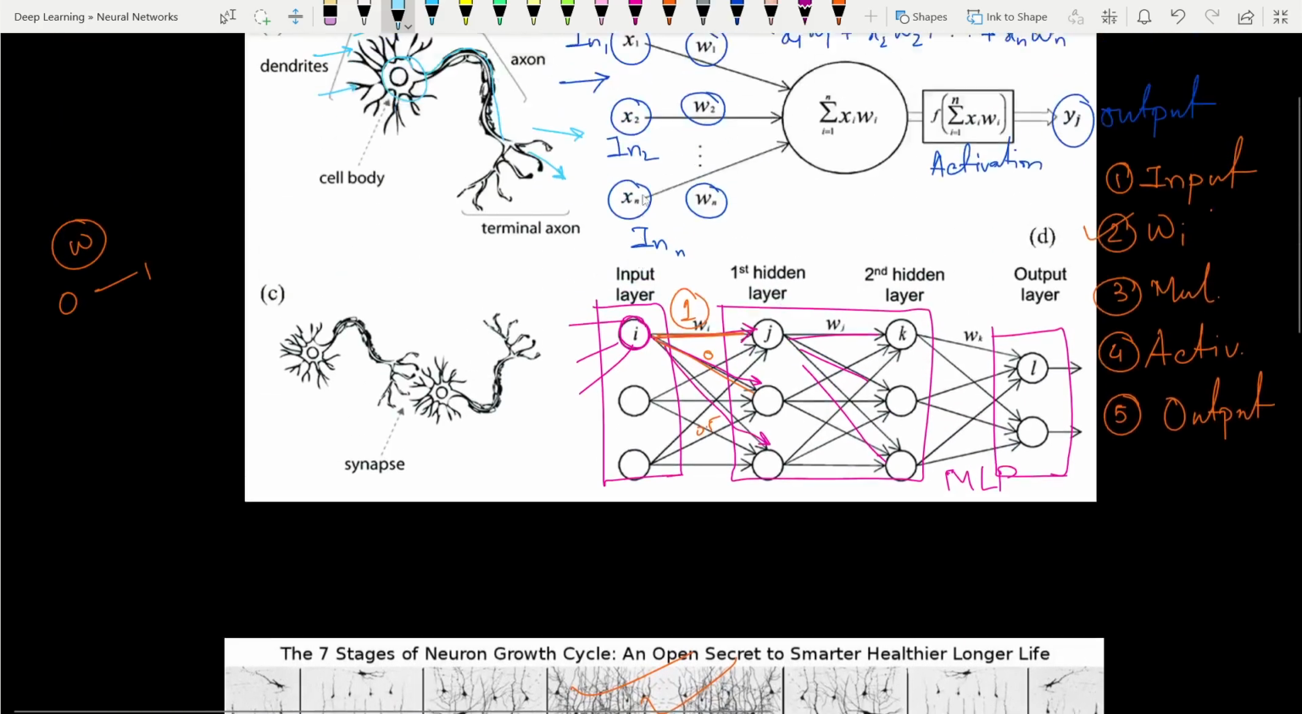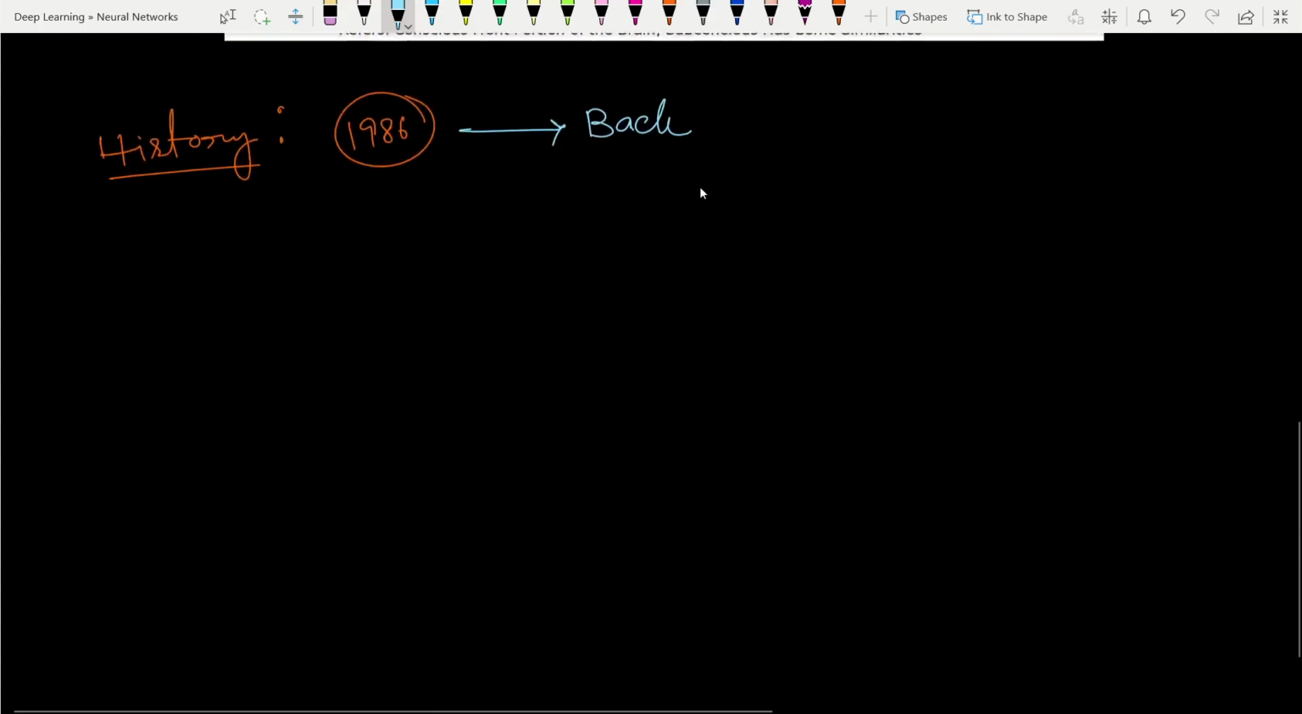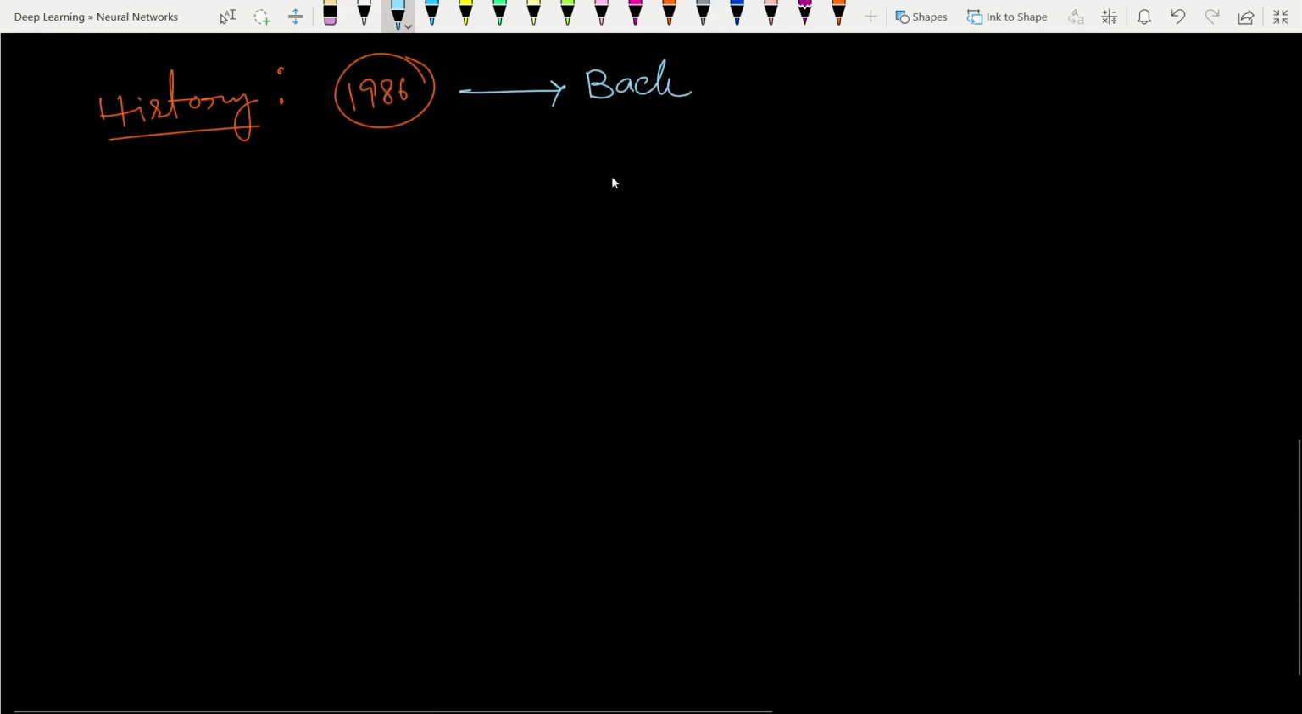To decide what the weight value will be for each input and the corresponding output, the backpropagation concept has lots of meaning. So in the next few lectures, we will see how backpropagation works internally. So this is backpropagation.